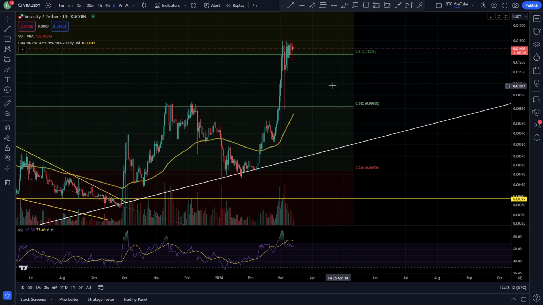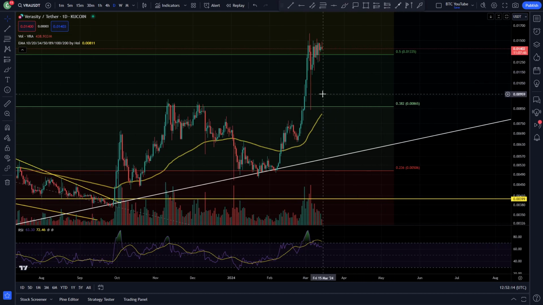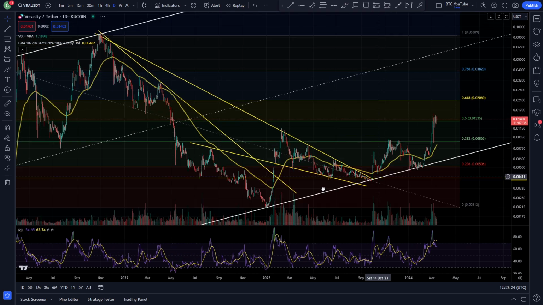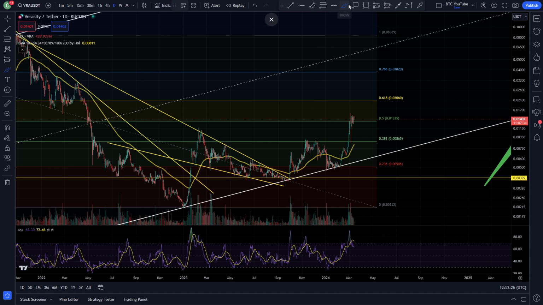With Bitcoin, obviously, as I said, stealing the show right now. Once we see Bitcoin and Ethereum start to get a little bit boring and sideways, we'll most likely see alts like Verasity start to move to the upside, in my opinion. But right now, looking good in terms of chart structure.